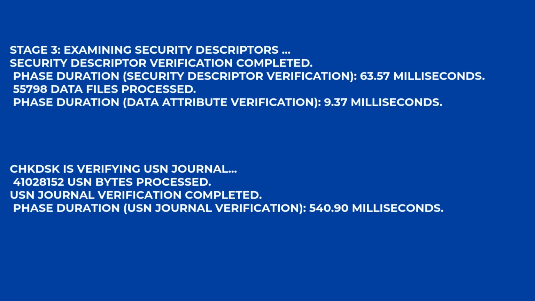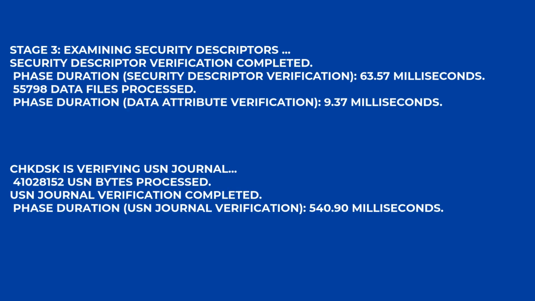Stage 3. Examining security descriptors. Stage 3 checks file permissions and security attributes. Security descriptor verification completed. No permission-related corruption detected. 55,798 data files processed. This is the number of files whose security attributes were checked.